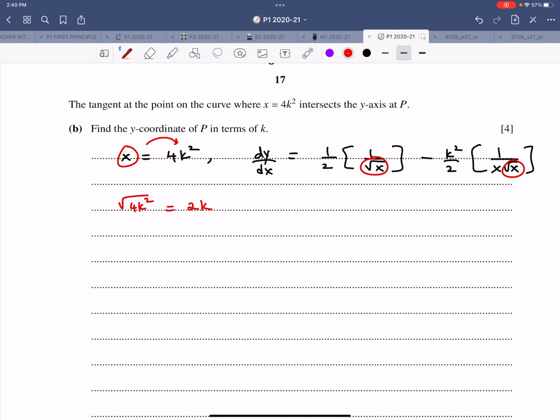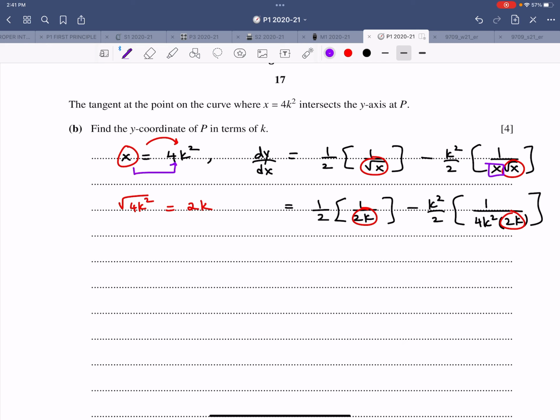Got the idea? So this is 1 over 2, and 1 over root x is 1 over 2k. Minus k square over 2, and x is 4k square, so 1 over 4k square, and this is 2k. Now let's double check. This is 2k, this is 2k, and this is x as it is, this is x as it is.